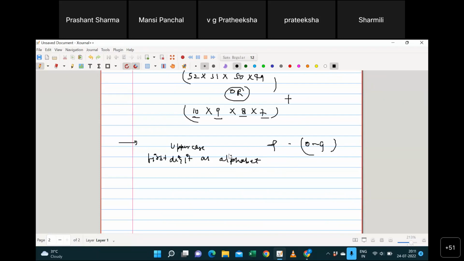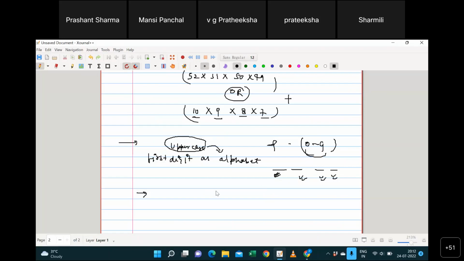See, listen to me carefully. I'm saying she can use uppercase alphabets and the first digit of the password should be an alphabet. Are you getting my point? Can you repeat the question? I'm saying she has to make the password of 4 digits, right? Now I'm saying she can use only uppercase alphabets, and at the first place, at the first digit, she has to use an alphabet. Then in how many ways can she do?